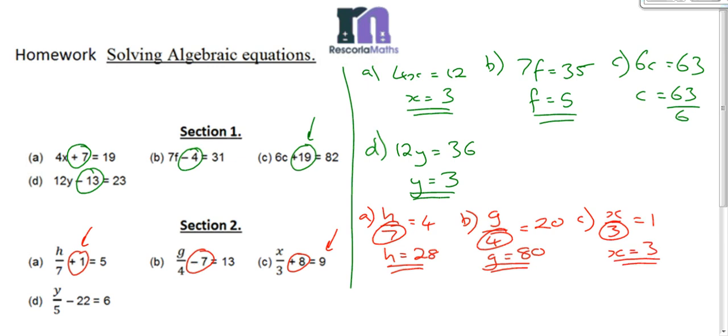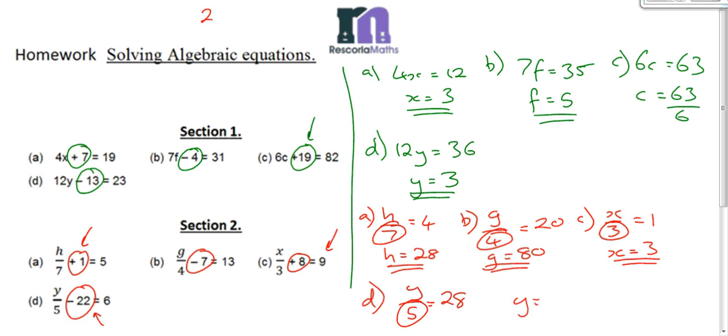And the final question on section 2 is question D. So what we're going to do is get rid of this minus 22. So we add 22 to the other side. So we've got y over 5 equals 28. And then we've got to get rid of the divided by 5 by multiplying by 5. So y equals 28 times by 5.